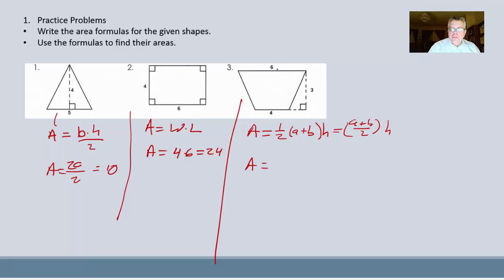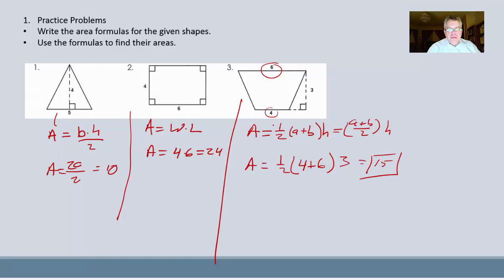So the bases are the parallel sides. And so it doesn't matter which one's A and B. One of them's A, the other one's B. So 1/2 the sum of the bases, 4 plus 6 times the height. The height is the perpendicular distance between the bases, and that's 3. Important to do the parentheses first. That's 10. 1/2 of 10 is 5 times 3. So that gives us 15. There we go. No problem.